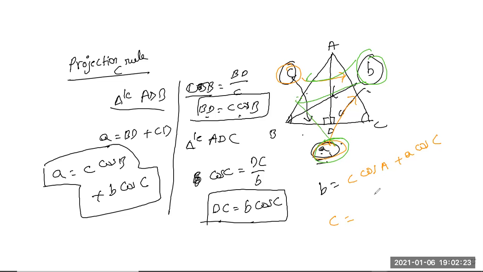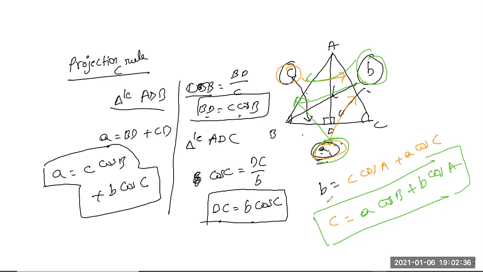A cos B cos A. Right, so this is the projection rule. Suppose I have been given a question, suppose there is a triangle.